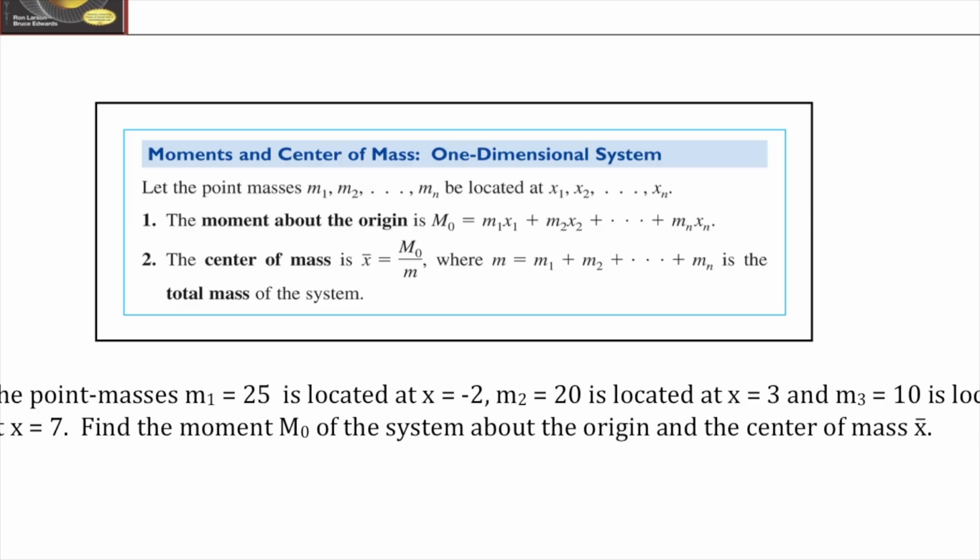So let's review. We're going to let the point masses of M1, M2, all the way to Mn be located at the values x1, x2 through xn. The moment about the origin, M sub O, is going to be the sum of each one of their masses multiplied by their distance, and the center of mass, which is called x bar, is going to be the moments about the origin divided by the sum of all the masses.